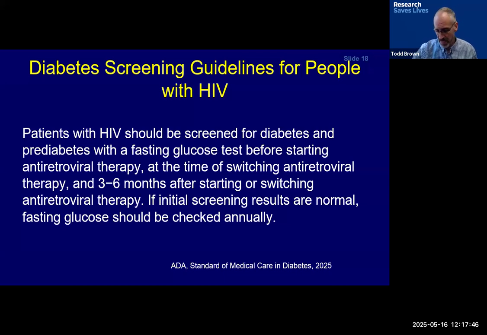So this is what's in the ADA regarding screening. Screen for diabetes and prediabetes with fasting glucose before starting ART, at the time of switching, 3 to 6 months after starting or switching, and annual screening if normal. And I think it depends on the additional risk factors too.